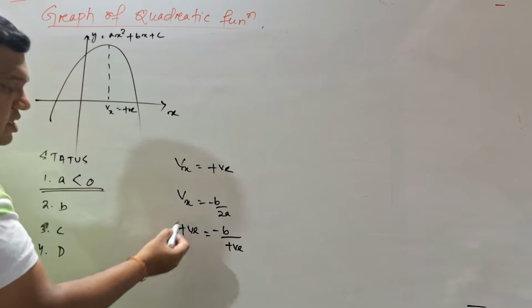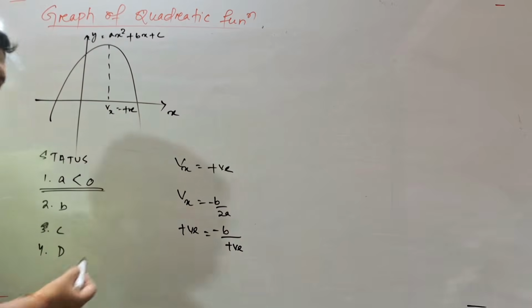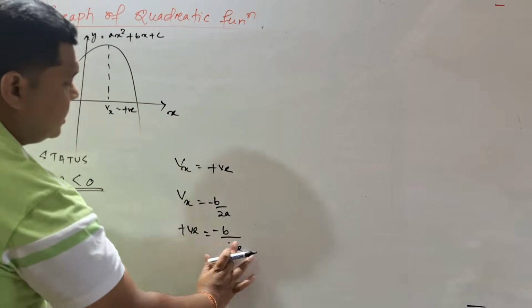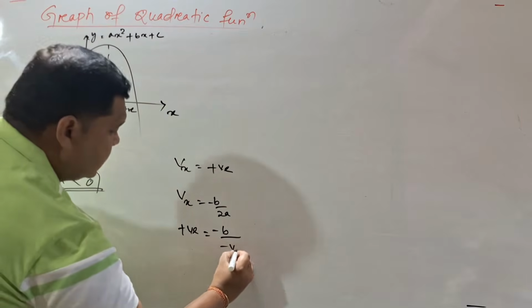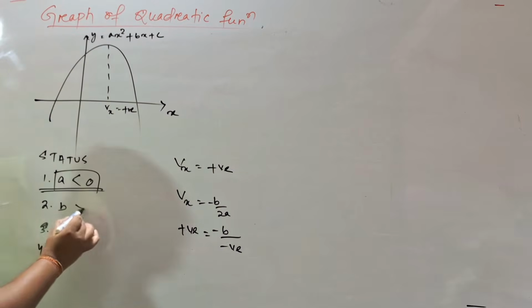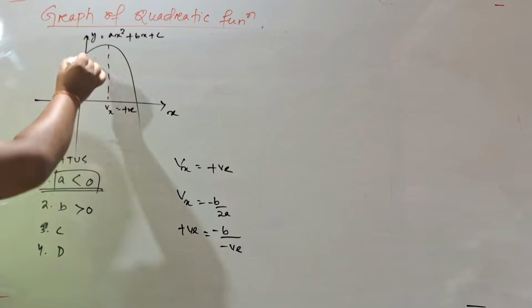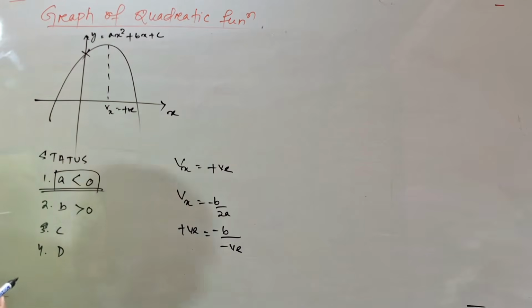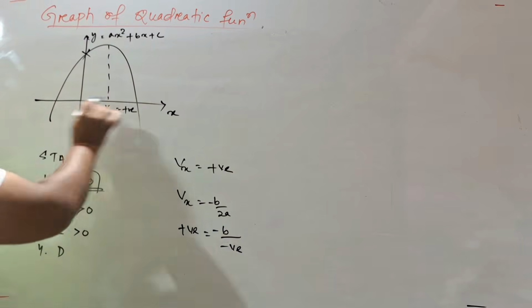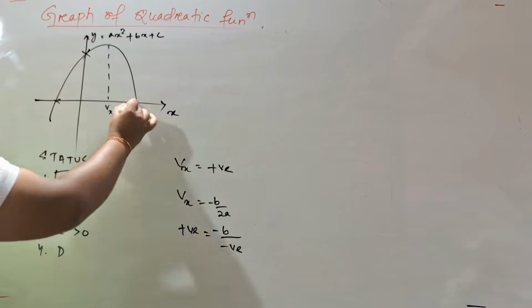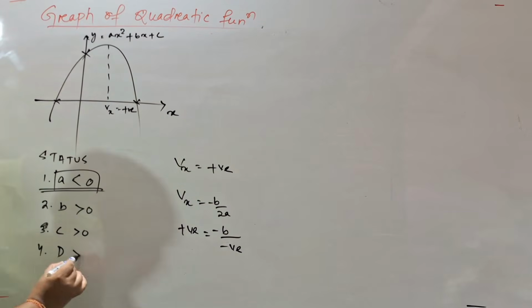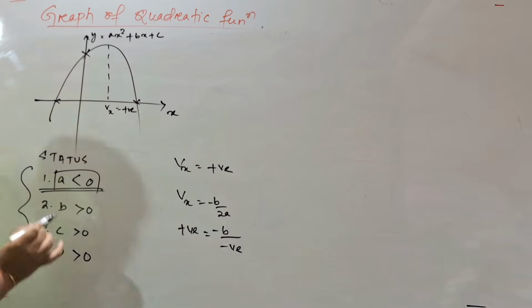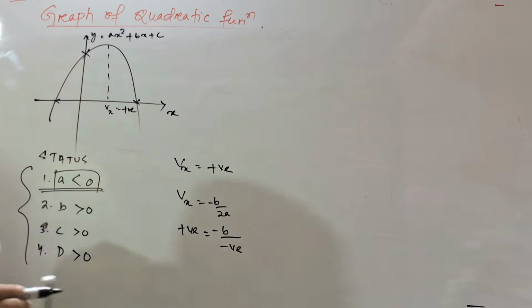So the left hand side is positive. Here a is negative, and here this is negative. So b is what? Positive. So b greater than 0. Here the parabola intersects the y-axis at a positive value, so c greater than 0. And the parabola touches the x-axis at two different points. It will cut the real axis. So d greater than 0. So easily you can tell me these 4 values. Tell me the status. Okay.